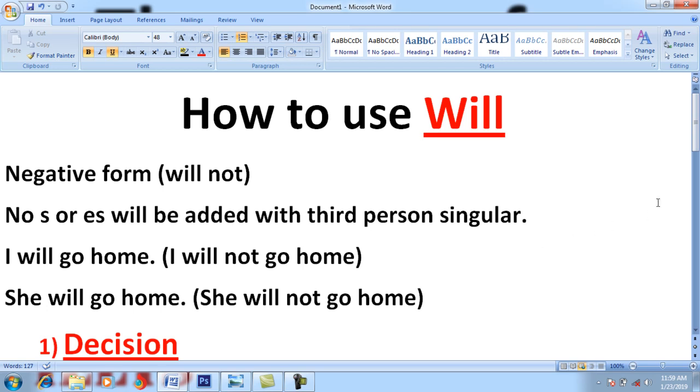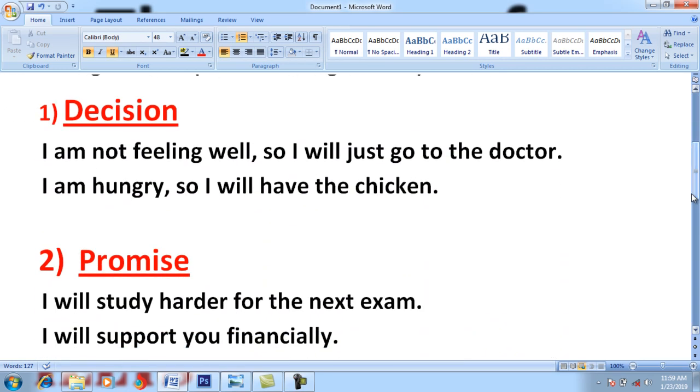After this, I am going to teach you the situations where we can use will. First one is decision. When you have made a decision that you are about to take an action which is going to happen in the foreseeable future or immediately, then will is the correct option to use. For example, I'm not feeling well, so I'll just go to the doctor. In this case, my situation is not good and I decided to go to the doctor. So whenever you take a decision and you want to take some action on that decision in the foreseeable future, you can use will.